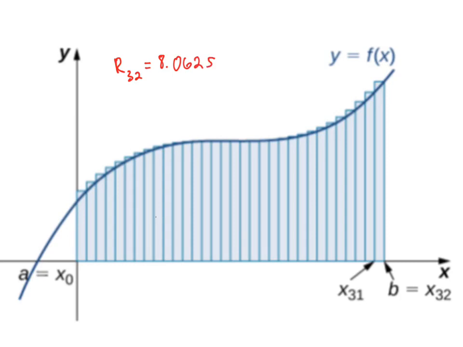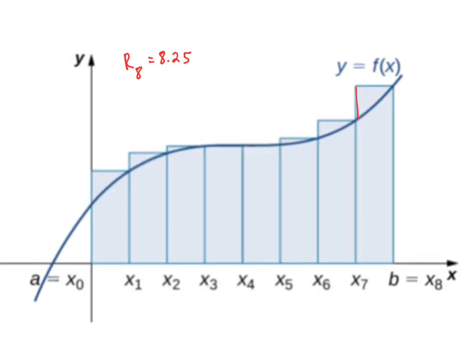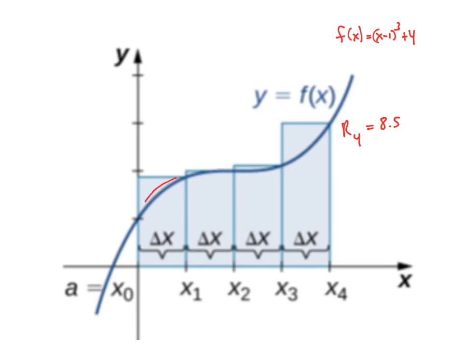8.0625. And again, we can see these rectangles here when we have 32 subintervals, we just have a little bit that's over the curve, and then when we have 8, we have bigger spaces that are over the curve, and then when we have 4, we have even bigger spaces that are over the curve. So again, we see that as the number of subintervals increases, it seems like we're getting a better and better approximation of what the actual value of the area under the curve is.